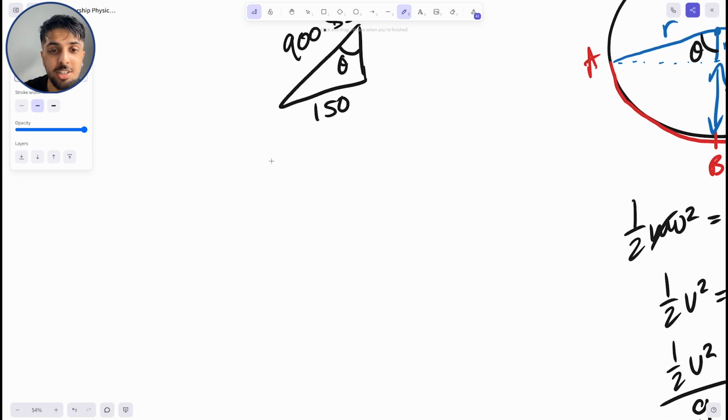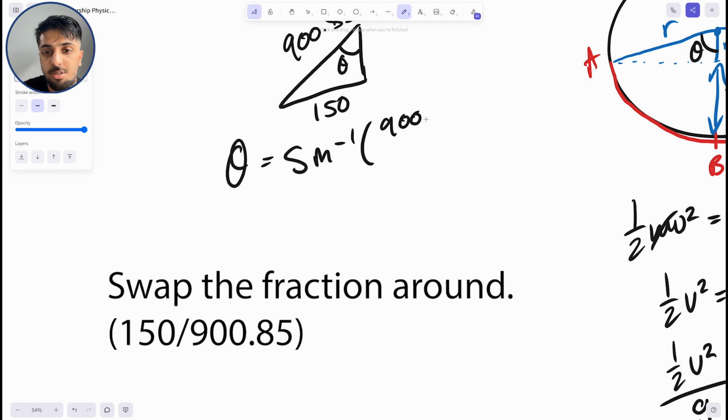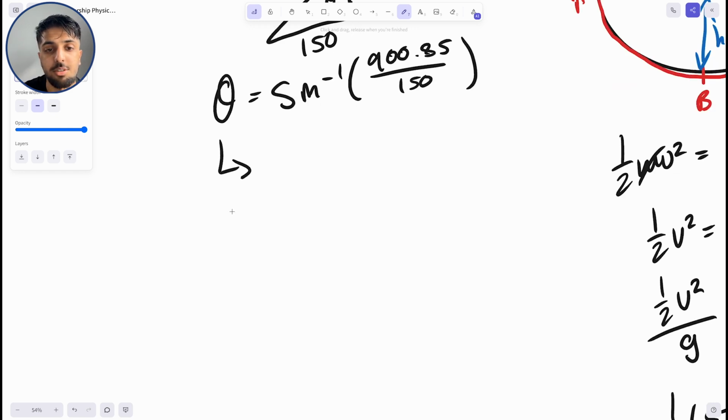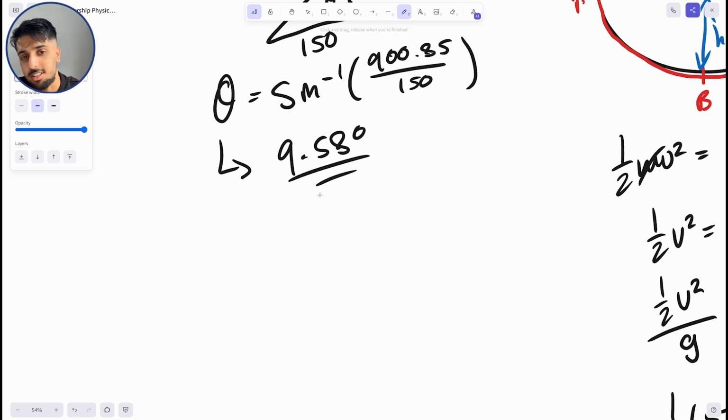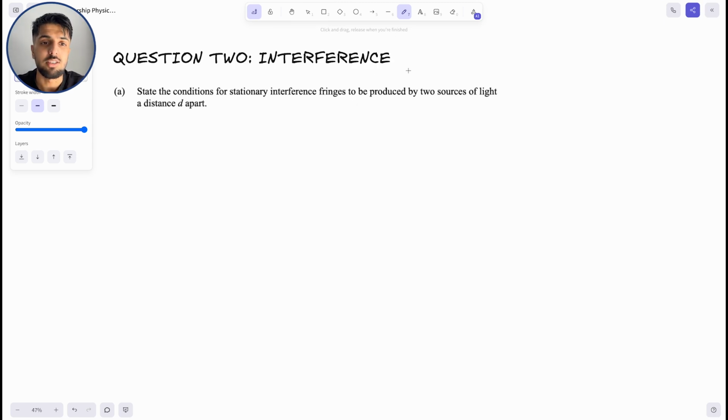So again, using our trig, we can say that this angle is equal to inverse sine of 900.85 all over 150. And that gives us an angle of 9.58 degrees. And so as this angle is less than 10 degrees, just barely, the assumption that this is simple harmonic motion is valid. Okay, question 2, interference.